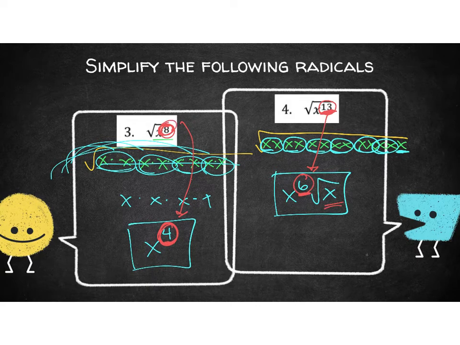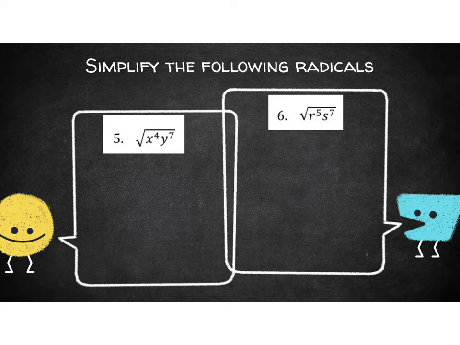Anytime you have an even number of factors of a variable underneath your radical, you're going to have no leftovers underneath. If you have an odd number, you're going to have 1 left over because you'll have that one odd one out that can't find a pair. Let's take a look at the next one. Now we've got 2 variables to look at. So I've got 4 factors of x, and I've got 7 factors of y.